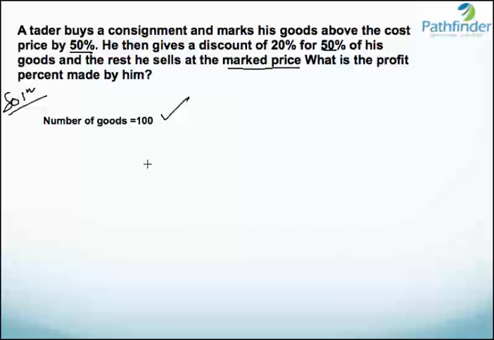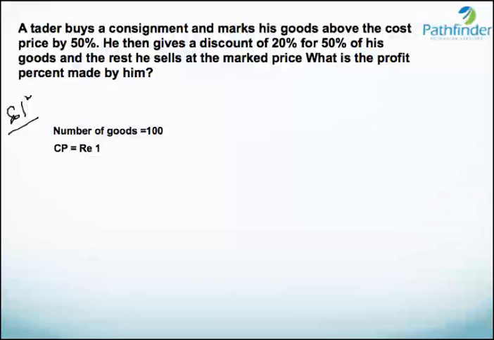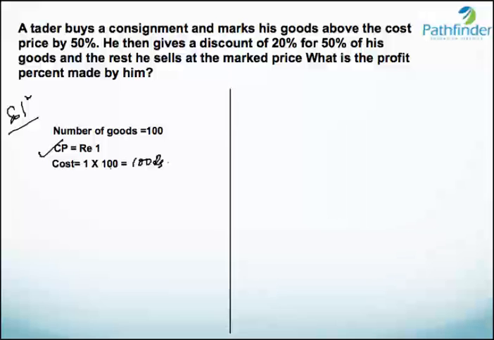But another issue is the cost is also not known. So what we can do is we can once again assume the cost also to be rupee 1. Now what we need to do is calculate the cost on the entire consignment. So because we buy 100 items at 1 rupee, therefore cost is equal to 1 into 100, that is equal to 100 rupees.